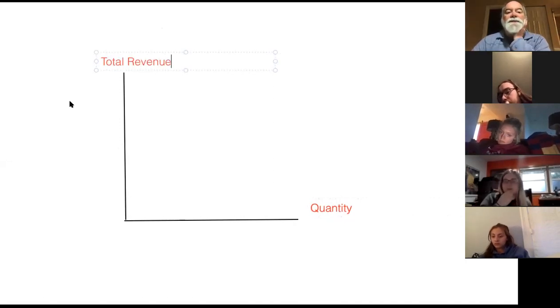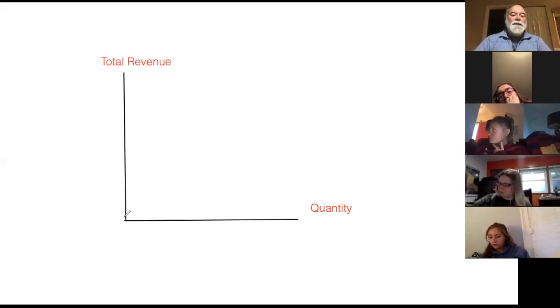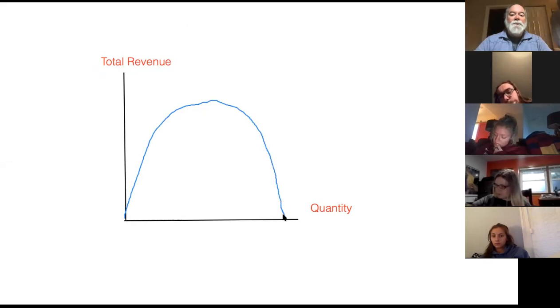Now it turns out that for most firms, when they sell more output, at first their revenue goes up and then it goes down. Okay, in other words, the revenue curve looks something like this. So for my project, Scott.